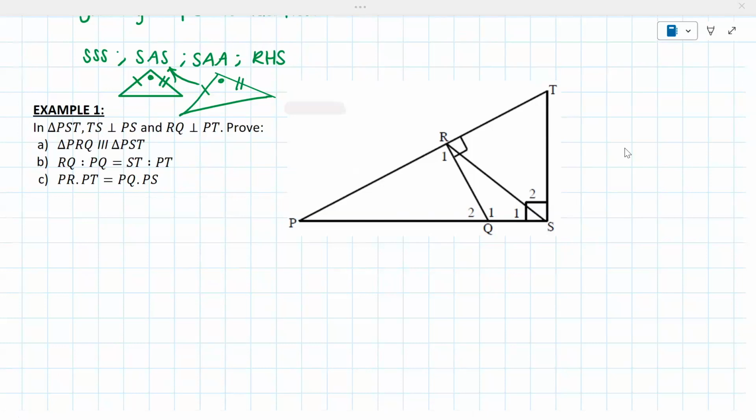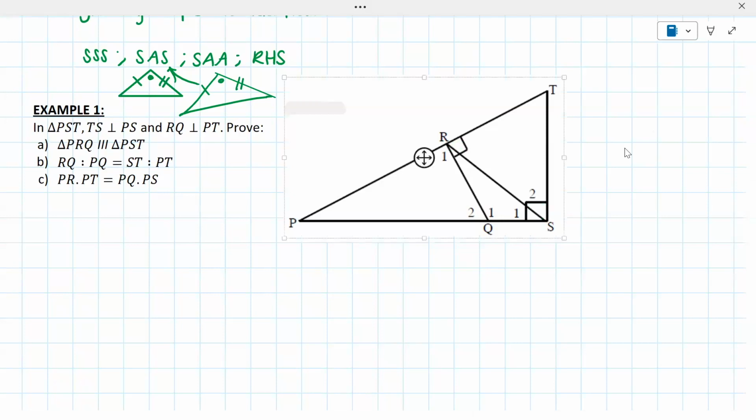So here we've been told we've got triangle PST. In that triangle, TS is perpendicular to PS, and RQ is perpendicular to PT. And then we want to prove a bunch of different things. Okay, so we can see all of that information given to us on the diagram because we can see the right angles that have been given to us. So the TS perpendicular to PS over here, and the RQ perpendicular to PT over there. So we've got those right angles.